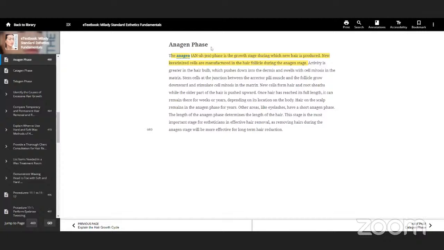So when you hear the word anagen, you should always think, okay, that's the growing stage of hair. And then the next sentence talks about new keratinized cells. I wanted to pause right there. When you see the word keratin, when you see the word keratinized, think protein. Our body needs protein, but our hair, skin, and nails are made up of protein.